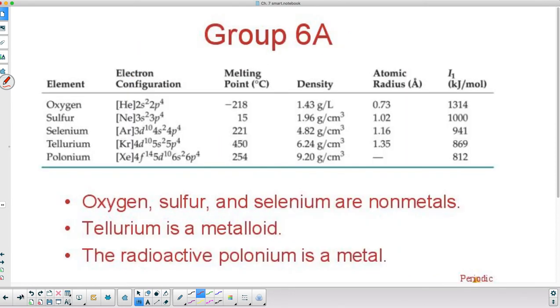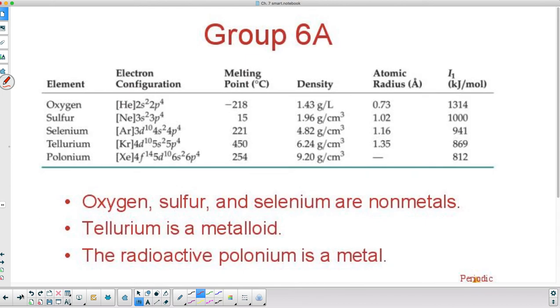Oxygen, sulfur, and selenium are non-metals. So here is where it turns from 7.7 to 7.8. I just want to point out a couple of things. I'm going to go through this pretty quickly. Oxygen, sulfur, and selenium are non-metals. Oxygen is way more the reactive one of the three.